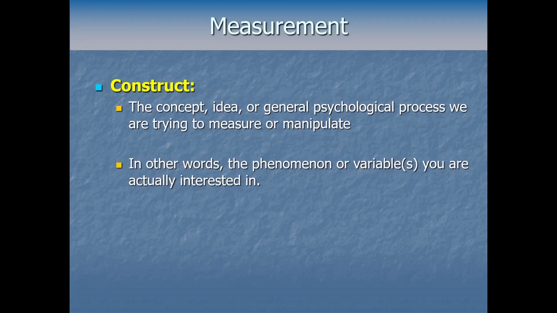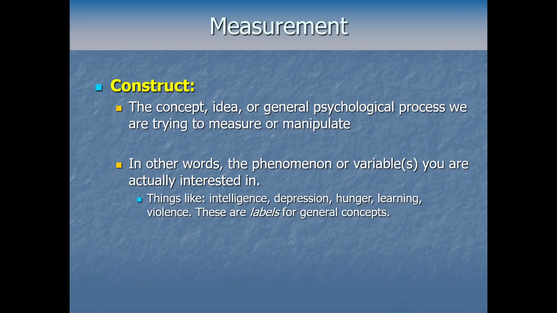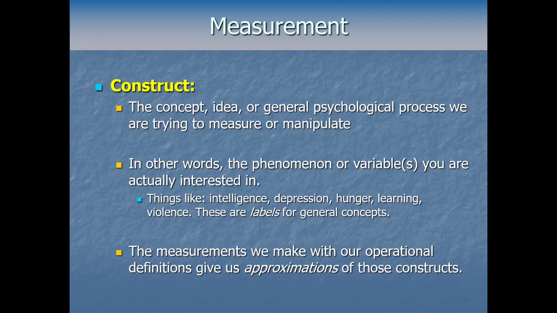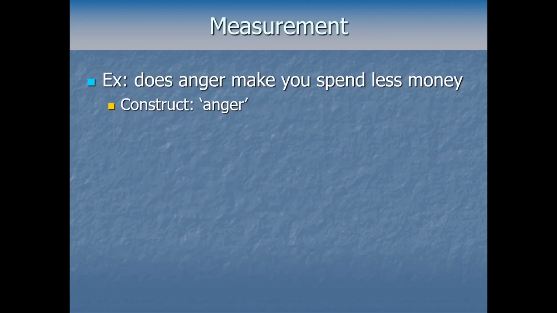In other words, we assume there's a real phenomenon there, the variable that you're actually interested in when you form your hypothesis about how one variable might affect another or be correlated with another. These would be things like intelligence, depression, hunger, learning, violence, all the things that psychologists might be interested in. These are labels we use for general concepts, constructs. And then the measurements that we make with our operational definitions, those are giving us approximations of those constructs, ways of measuring it, but imperfectly.